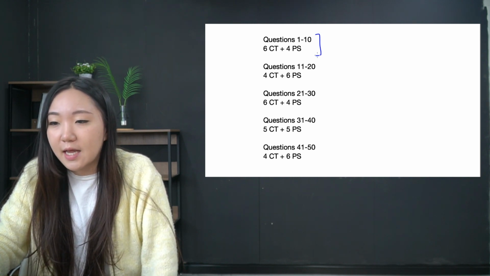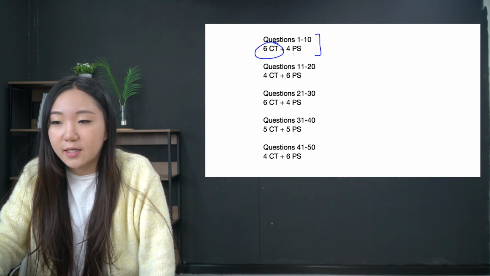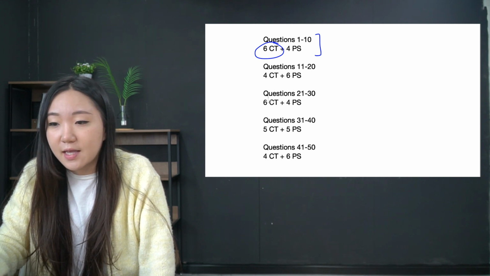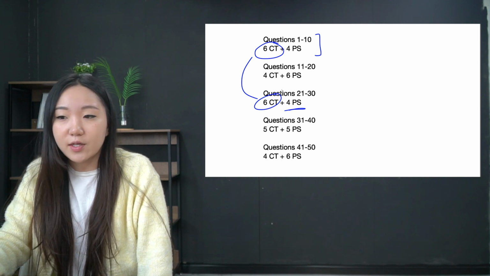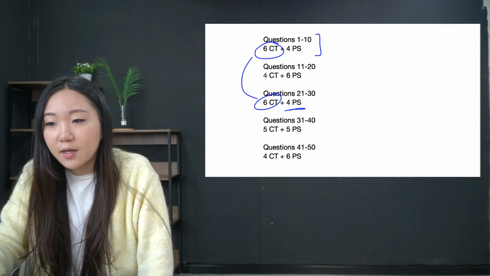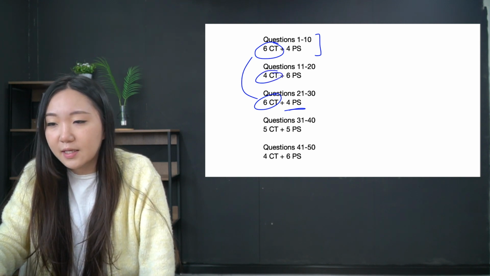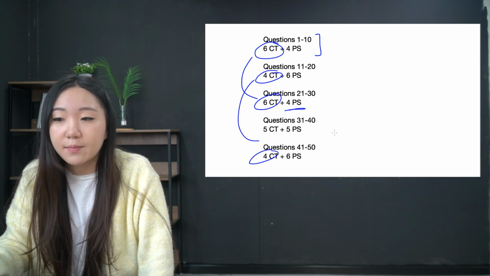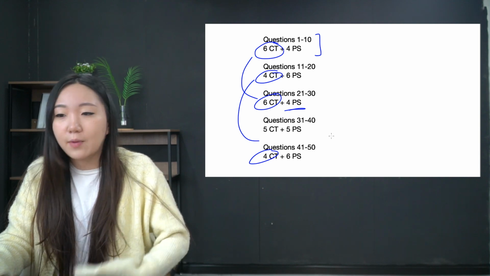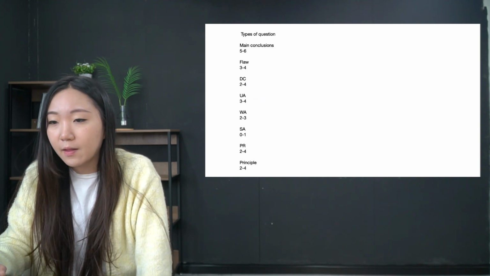So for questions 1 to 10, there are 6 critical thinking and 4 problem solving. And that's the same for questions 21 to 30. I personally think these 2 sets of questions would take you less time. And then 11 to 20 and 41 to 50, I think take you a little bit more time. So it's about the awareness of where these questions are coming up.